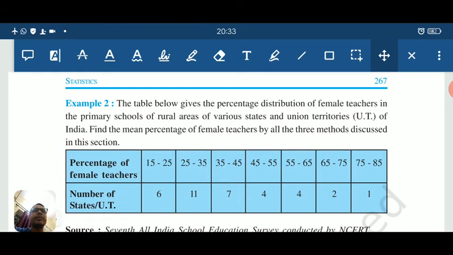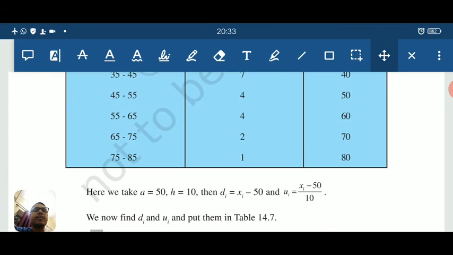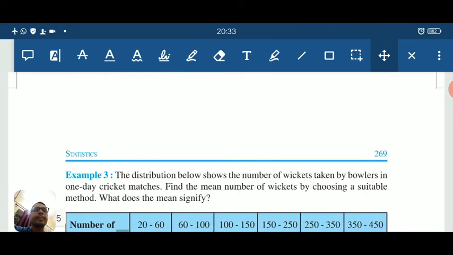Now here we have the examples. The table below gives the percentage distributions of female teachers in the primary schools of rural areas of various states and union territories of India. Find the mean percentage of female teachers by all the three methods discussed in this section. Okay, this question is for you, class. You can just solve it and send it to me over my WhatsApp number. And here are a few more questions where you can solve and send it to me.